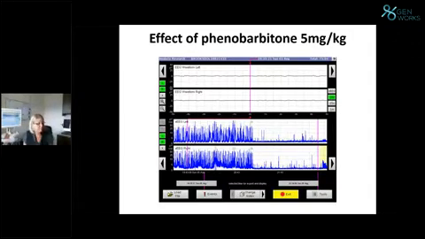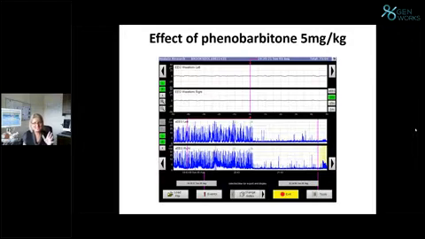But look here, look in the center here. This is when the phenobarbital was given. Look at the effect it's had. It's absolutely flattened that background pattern. Okay, so sedation in any form and things like phenobarbital really can have an effect on the background pattern.